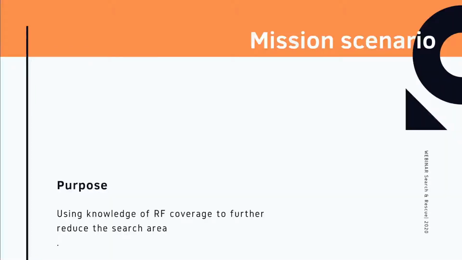So first, the purpose, which is the mission scenario here. The purpose is to use the knowledge of RF coverage to further reduce the search area. So that's the idea here. The idea is we're going to use simulation tools, digital terrain model, clutter, base station parameters, and so on to estimate the coverage more accurately, with the end goal of reducing the search area so as to minimize the risk.